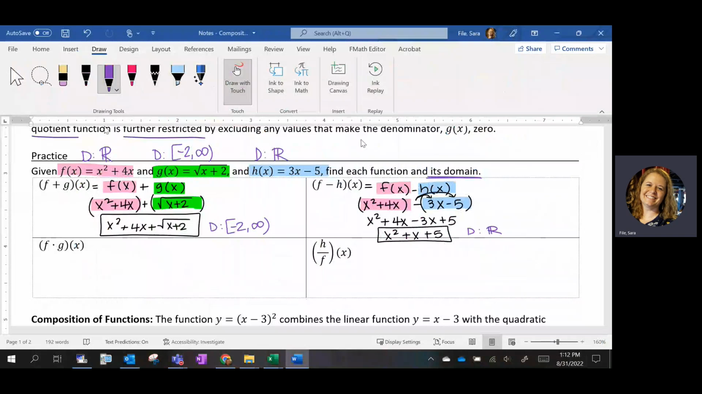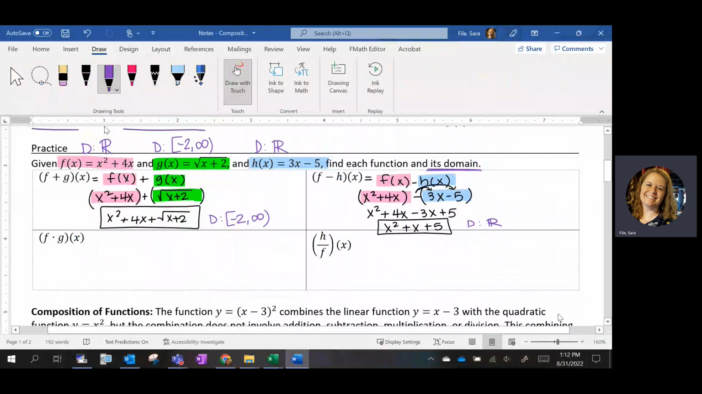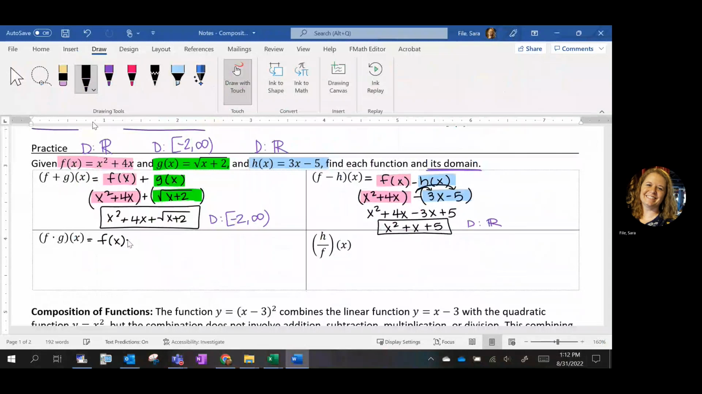All right, the product. When we multiply f times g of x, again, that can be written as f of x times g of x. I'm going to write those functions out again. So that's x squared plus 4x times the square root of x plus 2.